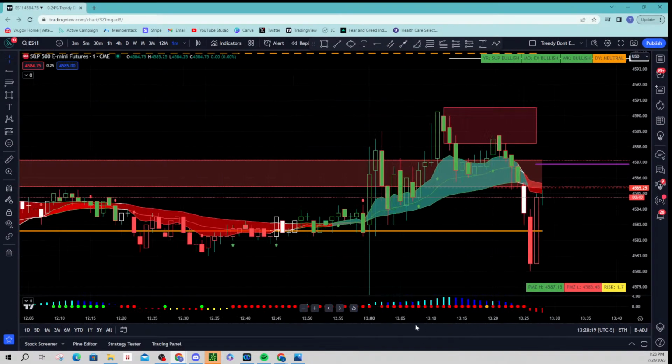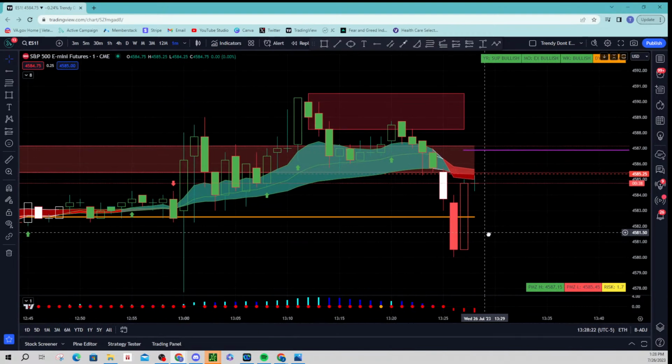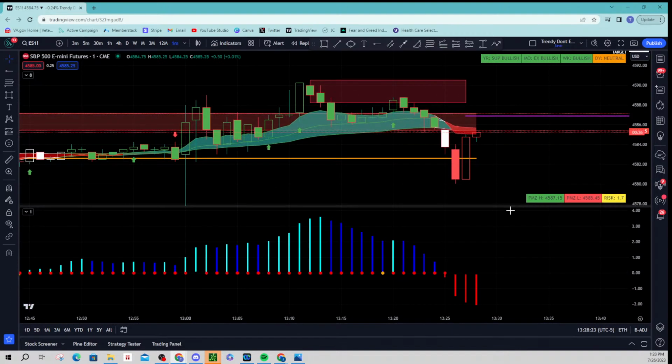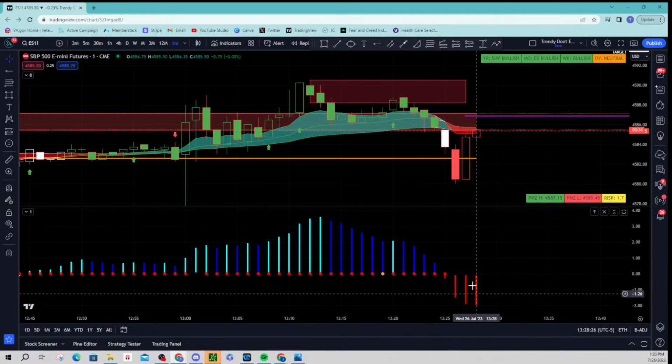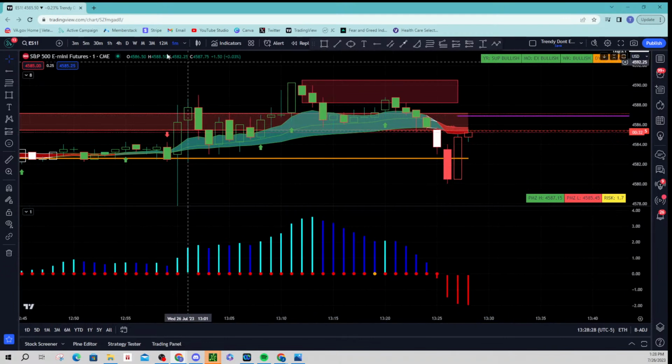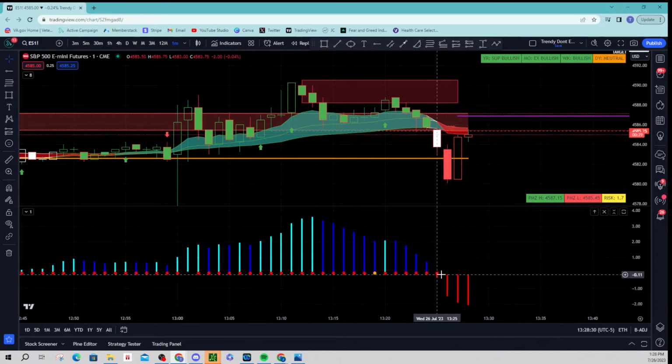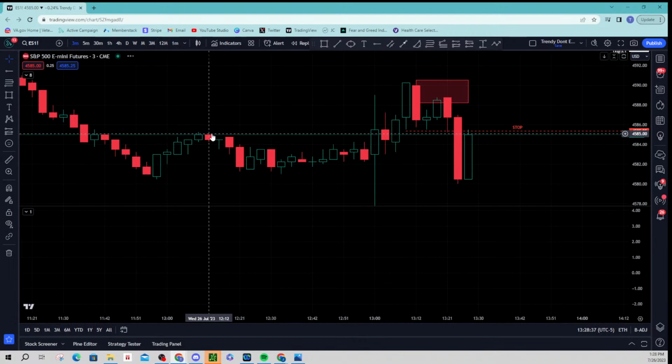All right, still no signals over here. Now, one thing I do want to show you is the TTM Squeeze Pro on the histogram. We have 3 red bars at the moment. This is on a 1 minute, guys. Sorry, this is a 1 minute. Somebody asked a while ago. It was not a 3 minute. I apologize if I said three. It is a 1 minute chart.